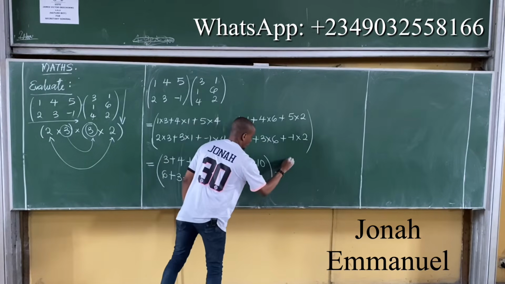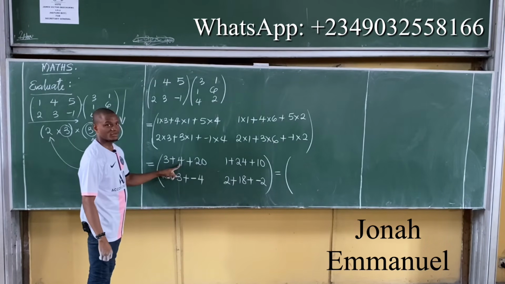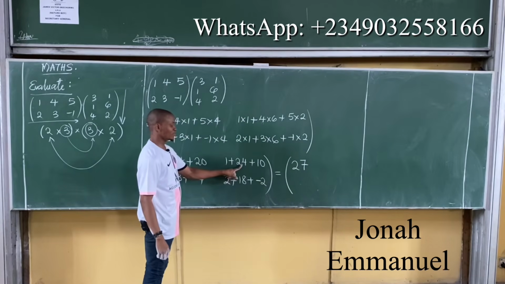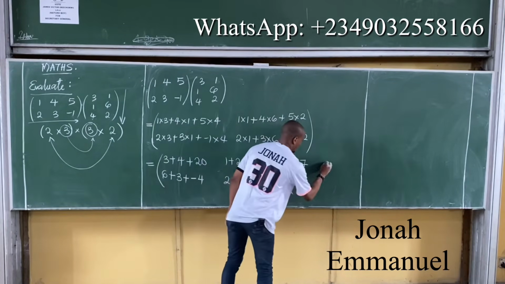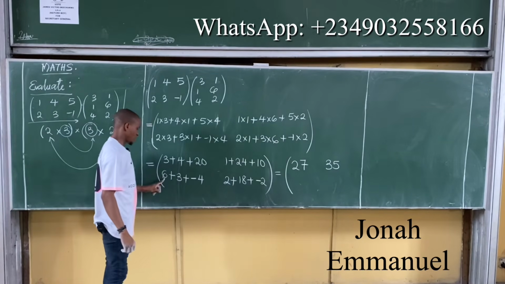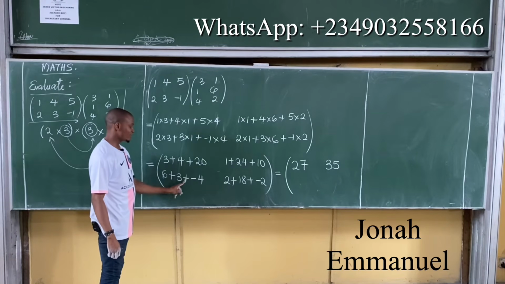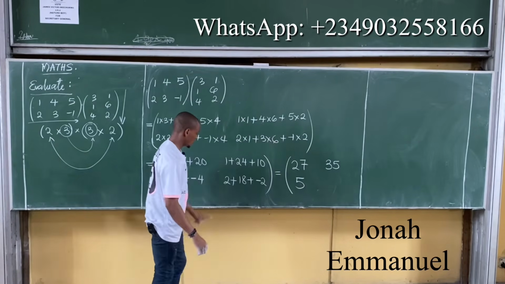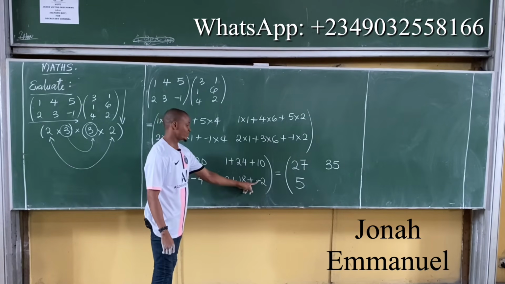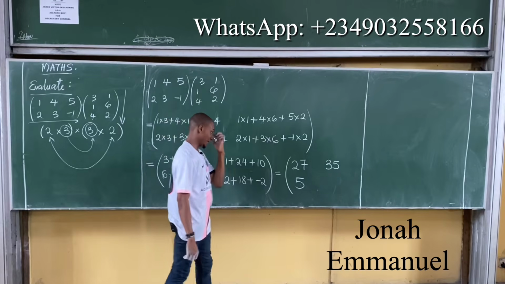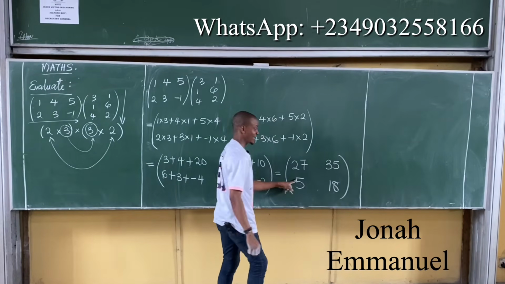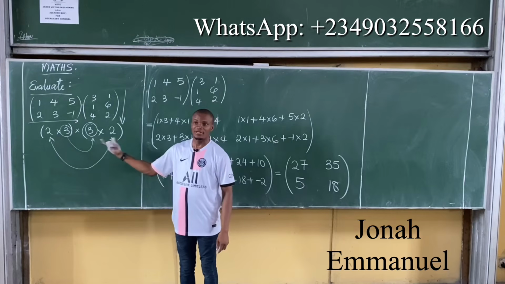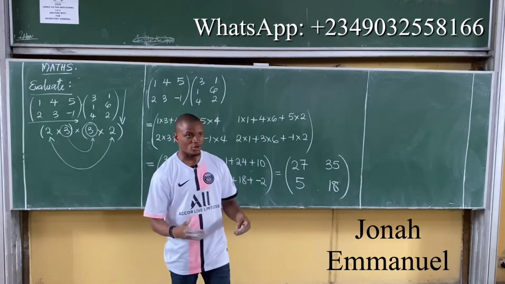This is now finally equal to 3 plus 4, 7, plus 20, 27. So I have 27. 1 plus 24, 25, plus 10, 35. 6 plus 3 is 9, 9 minus 4 is 5. 2 plus 18 is 20, minus 2 is 18. So you can see that at the end, my answer gives me a 2 by 2 matrix, as we predicted here. This is how matrix multiplication works, right?